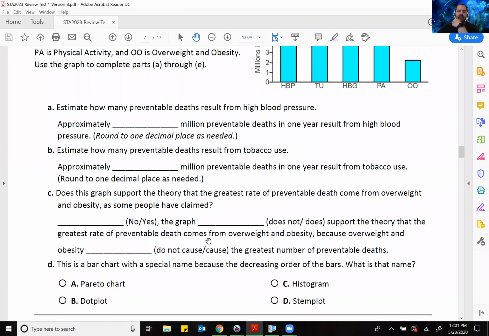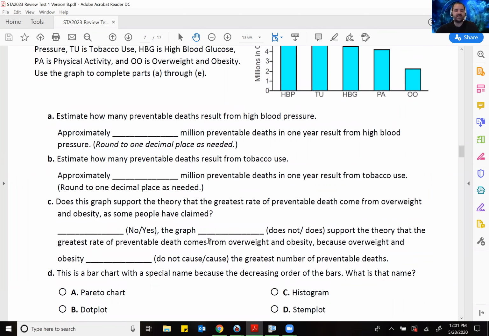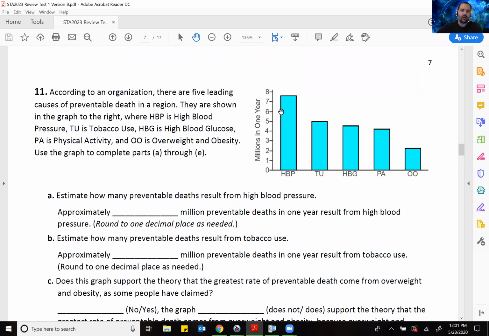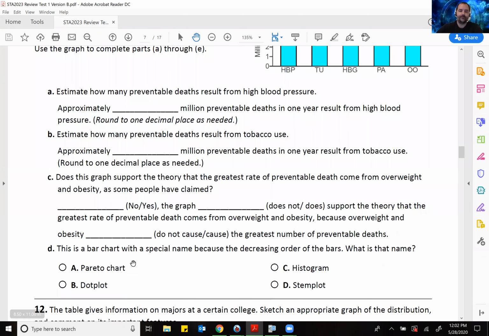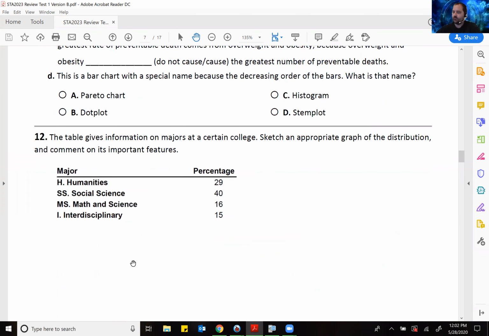And the last one is, this is a bar chart with a special name because the bars are in descending order. Which one is it? Pareto chart, histogram, dot plot, stem plot? It is A. Yeah. A Pareto chart is a bar chart, just like what we have up here, but it is in descending order. They start from the highest bar and work their way down. Okay. So this is definitely a Pareto chart.